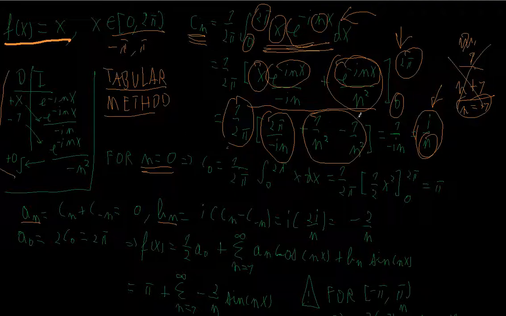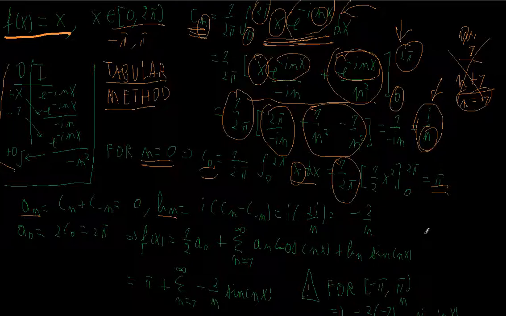So here we divide by 0 if n is equal to 0, so we need to evaluate this coefficient separately. So we evaluate c sub 0 instead of the general formula with n. If you plug in n is equal to 0, this e to the minus i n x is simply 1, e to the 0, so 1. So we are left with the integral of x simply. And if we evaluate that between 0 and 2 pi, and don't forget our 1 over 2 pi, we get pi.